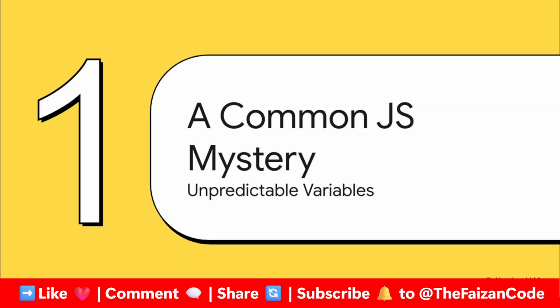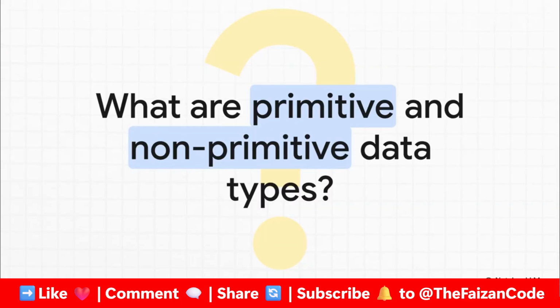Yeah, that feeling of unpredictability, it's a classic hurdle in JavaScript. But here's the good news. It's not random. It's actually all about one single fundamental concept. And once you get this, your code is going to start behaving exactly the way you want it to. And this is the key. What are primitive and non-primitive data types?